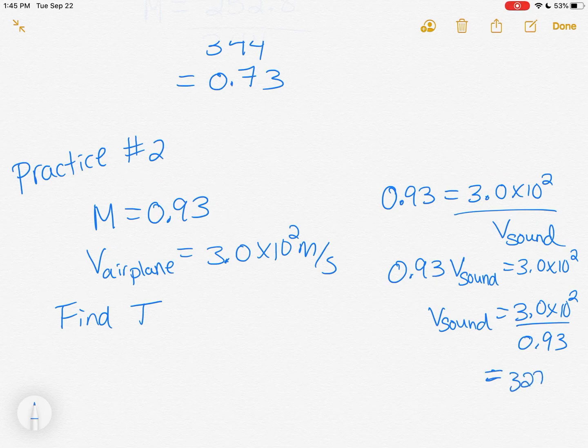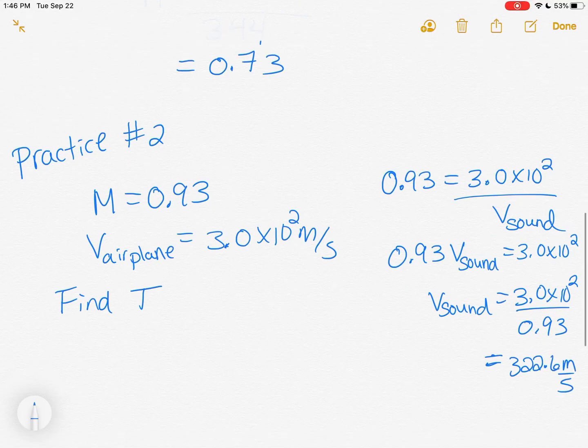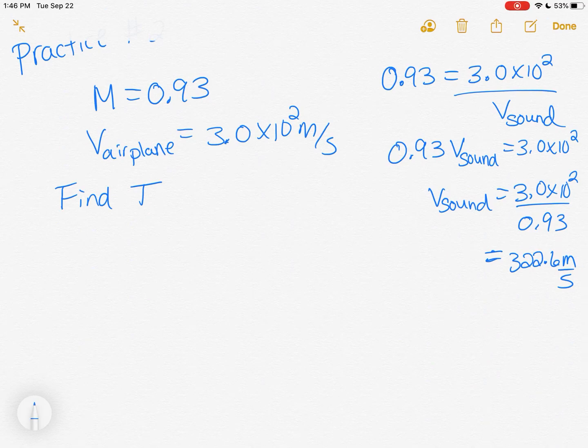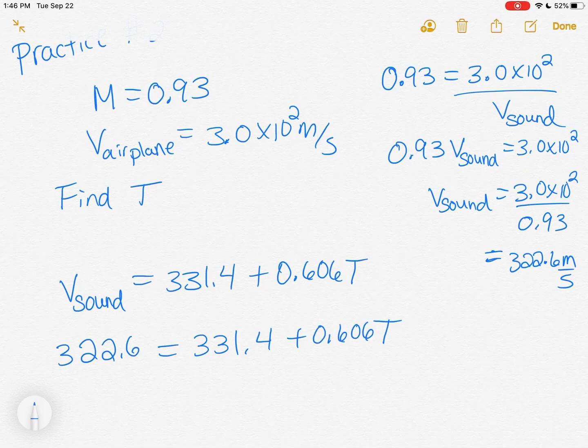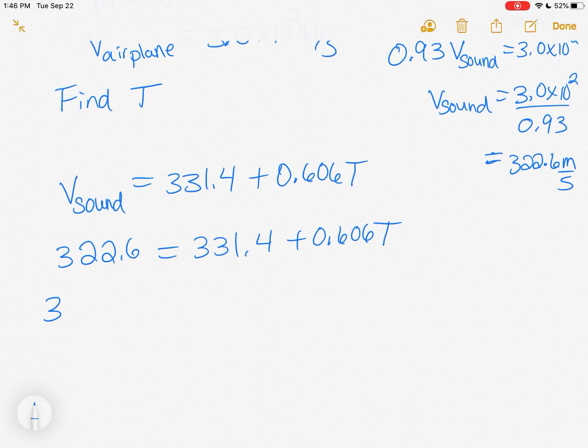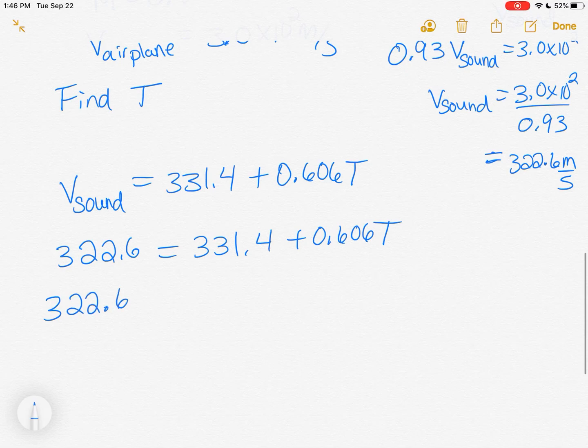That means our local speed of sound is 322.6 meters per second, okay? And so then we're going to use this to find our temperature. And so we know that the speed of sound is 331.4 plus 0.606 times our temperature. So if we know that the speed of sound is 322.6, it'll equal 331.4 plus our 0.606 times temperature. And we're just going to rearrange to find our temperature.